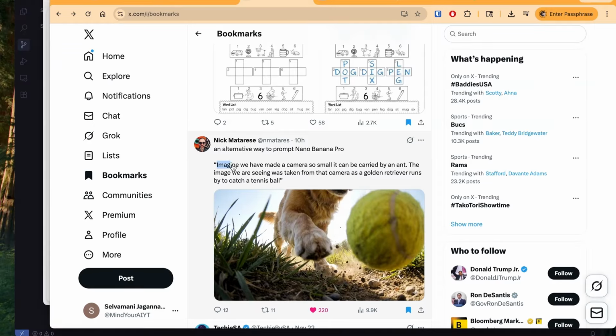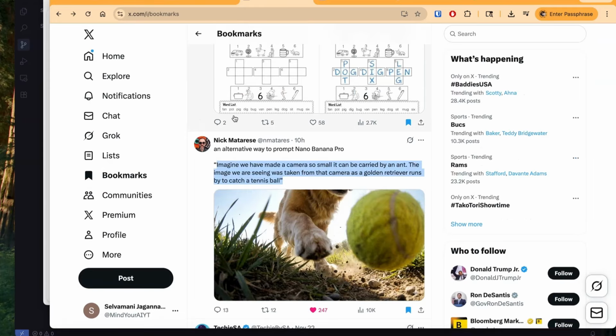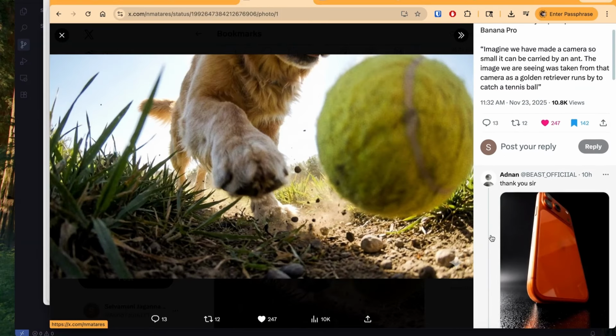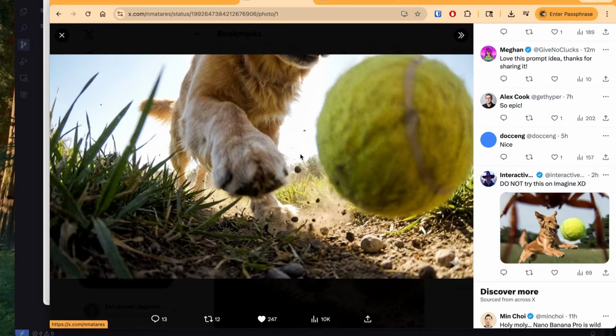So here is another interesting prompt I thought I'll share. Imagine we have made a camera so small it can be carried by an ant. The image we are seeing was taken from that camera, as a golden retriever runs by to catch a tennis ball, and it generated this image. This is beautiful. No one has ever captured an image like this, I would say, in the entire world. Kudos to Nano Banana Pro. This kind of image is probably going to be really useful for product models and macro photography.